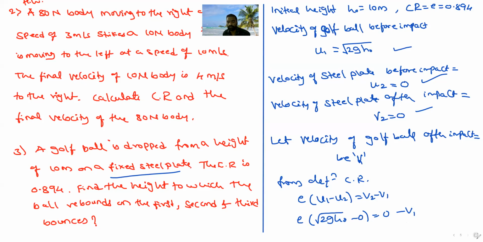Okay, now write it in terms of V1. So V1 is equal to, how to write this one? V1 is equal to minus E into root 2 G H naught, correct? Why? What does this mean? Minus sign implies what?